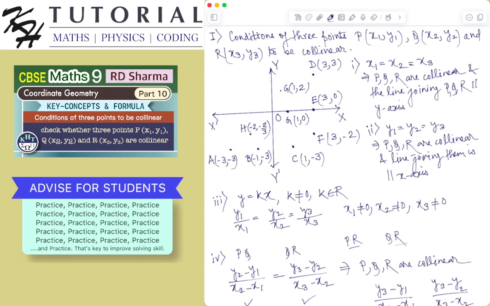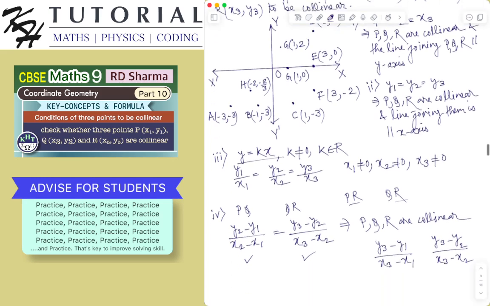And in case 3, if you see that x1, x2, x3 are non-zero, and if you find y1 by x1 is equal to y2 by x2 is equal to y3 by x3, then it will mean that the points P, Q and R are collinear and they lie on a line whose equation is of the form y equals kx, that is a line passing through the origin. And case 4, you can check this condition by taking 2 points at a time, but make sure that the difference of the abscissa of any 2 points is not equal to 0. So using these 4 cases, you can check whether the 3 given points are collinear or not.